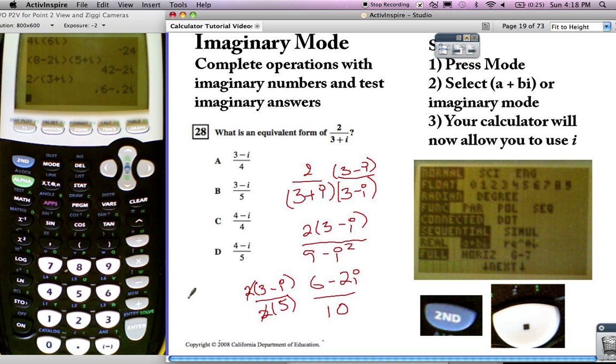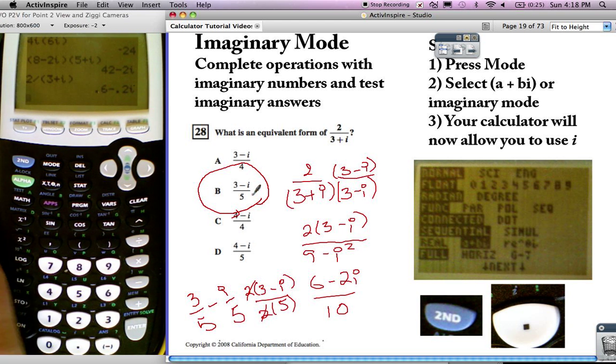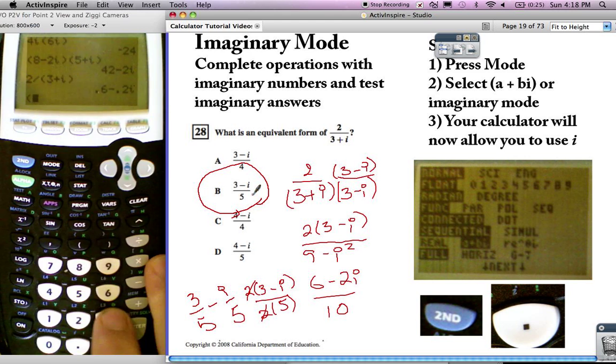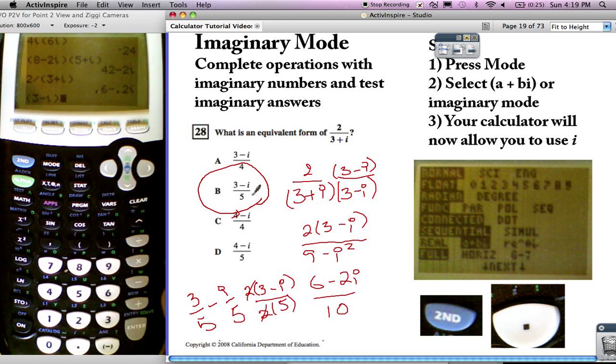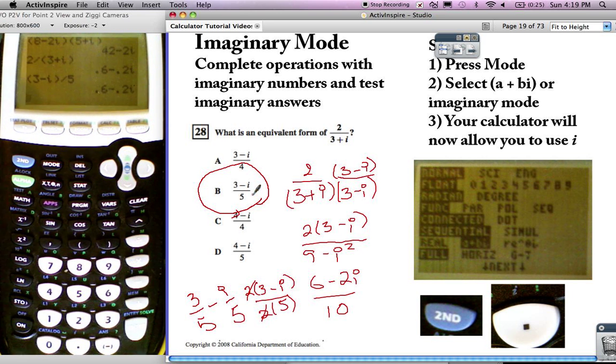because 3 over 5 minus i over 5 is the same as 0.6 minus 1/5 is 0.2i. Now, how does this help? Well, I did all my work and I said that this was my answer. So let's see. Is 3 minus i divided by 5 the same? And it is. So my answer is correct.